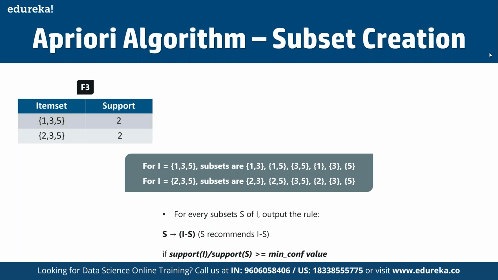Now, when we are applying rules here, we will create the rules and apply them on item set F3. So now let's assume the minimum confidence value is 60%. For every subset S of I, the output rule is that S is going to recommend I minus S, and then we take the support of I and divide it by the support of S to find the confidence value.